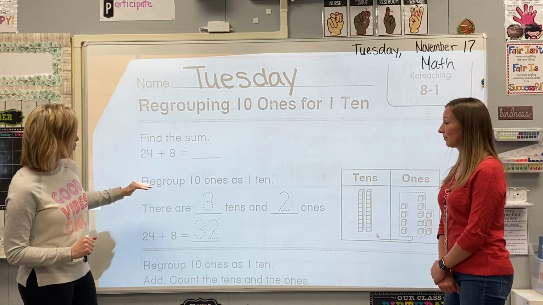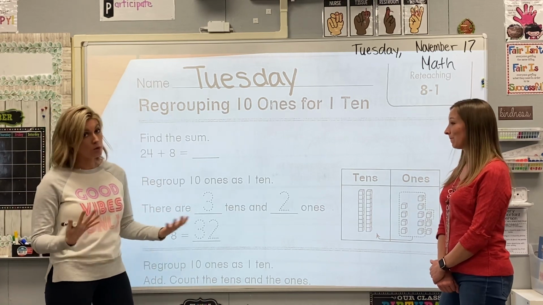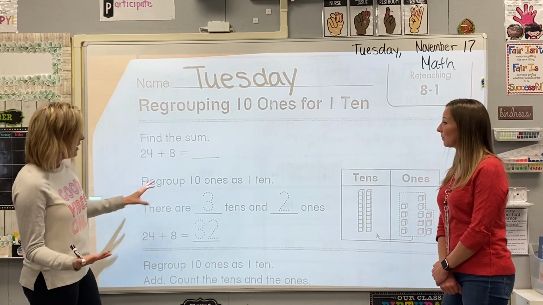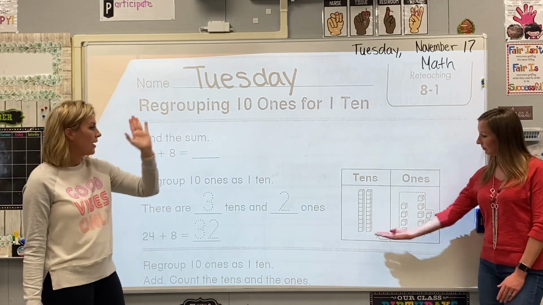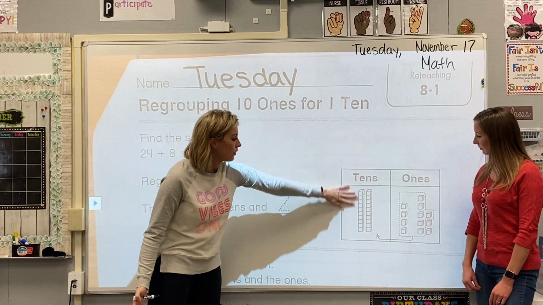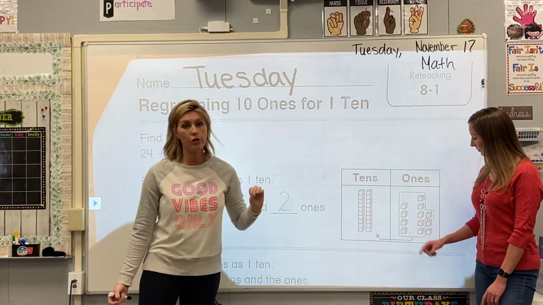So we're doing a regrouping page, so we kind of know there's going to be regrouping, but you guys won't always know there's going to be regrouping. We have to sometimes figure that out on our own. And we can look over here where Miss Marquardt is, and we see a model. We have kind of what we call a T-chart. On this side, we're representing our tens rods, and on the other side, we're representing our ones cubes.